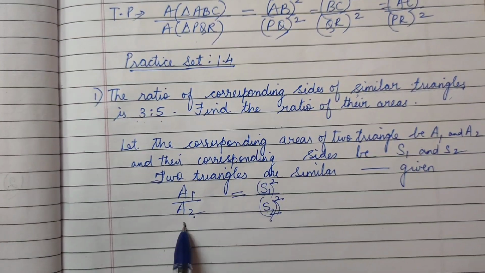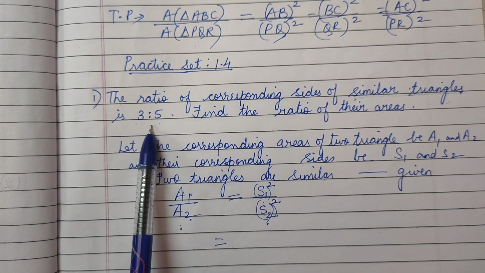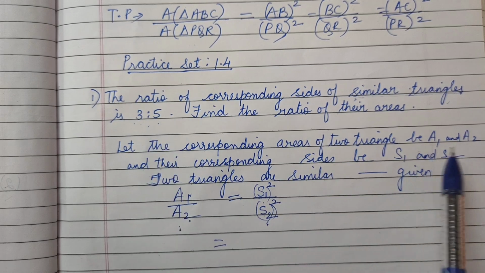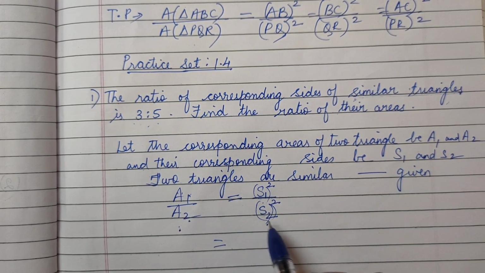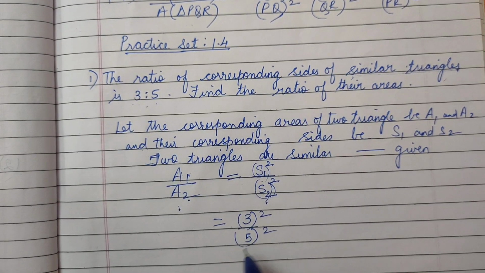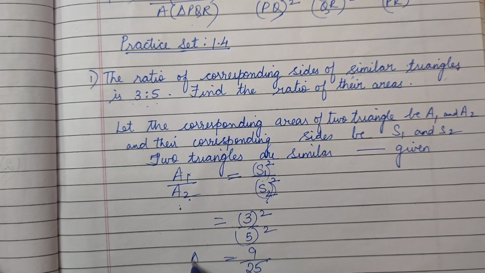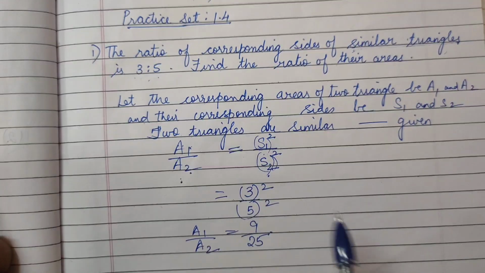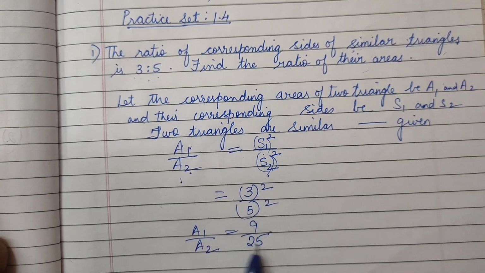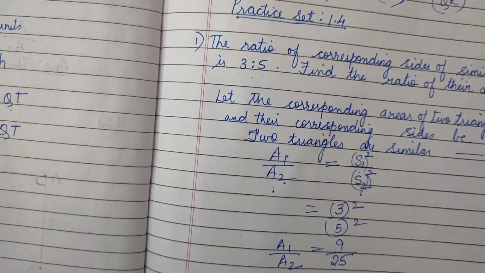Now we don't know A1 upon A2, but the ratio of sides is given. What is the ratio given as? 3:5. So we will consider 3 square upon 5 square. What will you get here? 3 square is 9 and 5 square is 25. So what did we get as the ratio of the areas? 9:25.